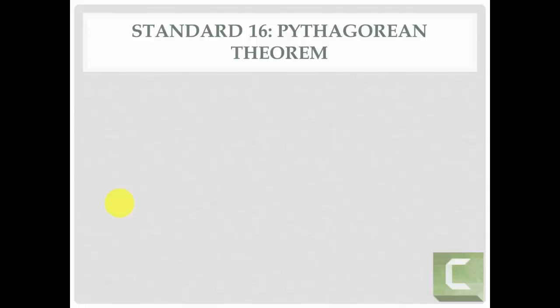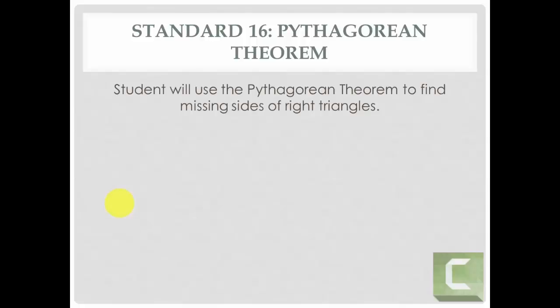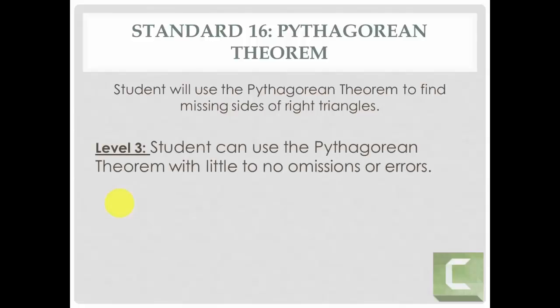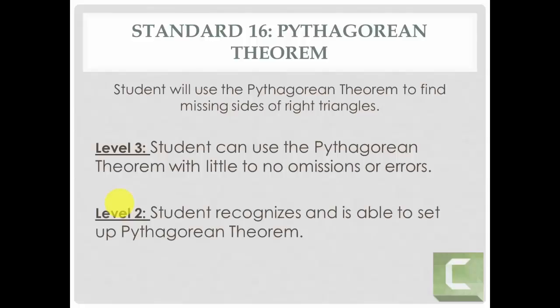Before we look at any student examples, we need to follow our step 1 and go ahead and take a look at the standard and at the scale. So the standard we're looking at is Standard 16, the Pythagorean theorem. The learning objective is that the student will use the Pythagorean theorem to find missing sides of right triangles. The scale says that a level 3 student can use the Pythagorean theorem with little to no omissions or errors. A level 2 student will recognize and is able to set up the Pythagorean theorem, but they may not be able to actually go through and solve the equation for the missing side.